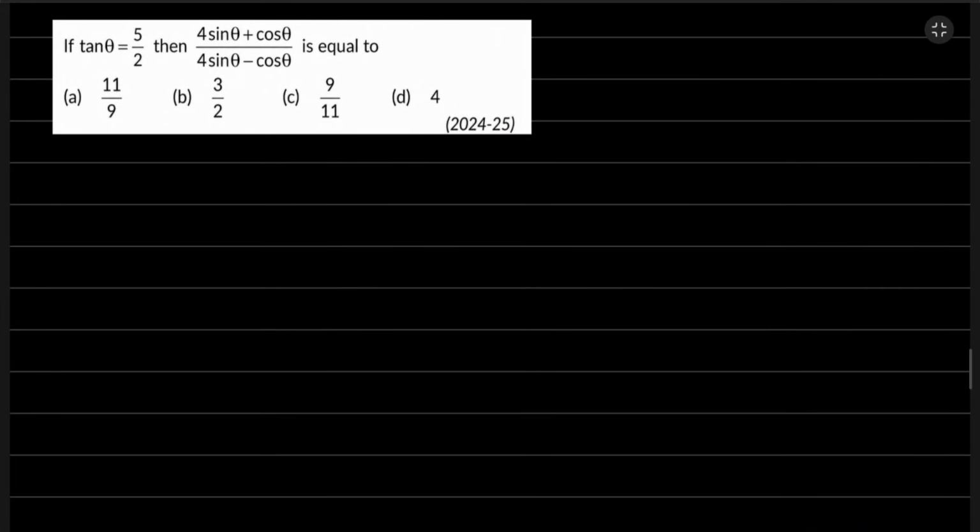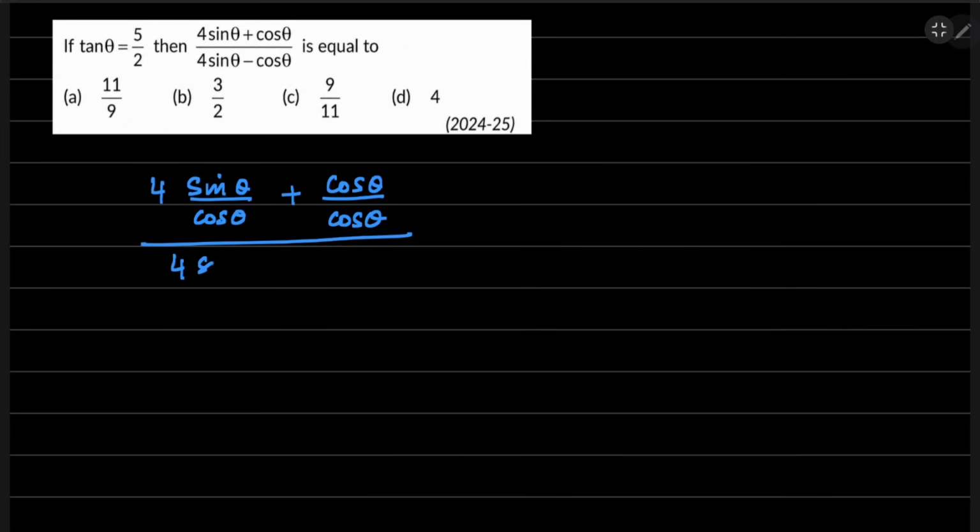If tan theta is equal to 5 by 2, then we did a similar question in the beginning of the video. So let's divide numerator and denominator by cos theta. So you can have 4 sin theta by cos theta plus, again you have an existing cos theta by cos theta, whole divided by 4 sin by cos minus cos by cos.